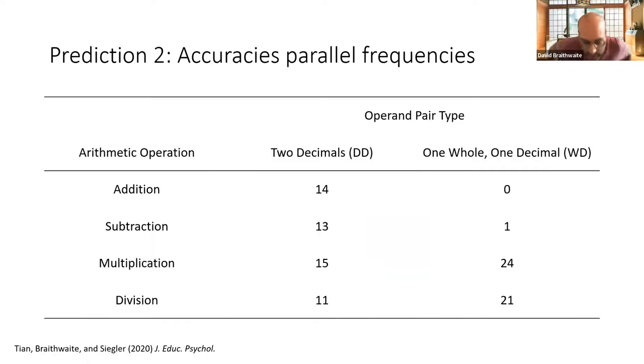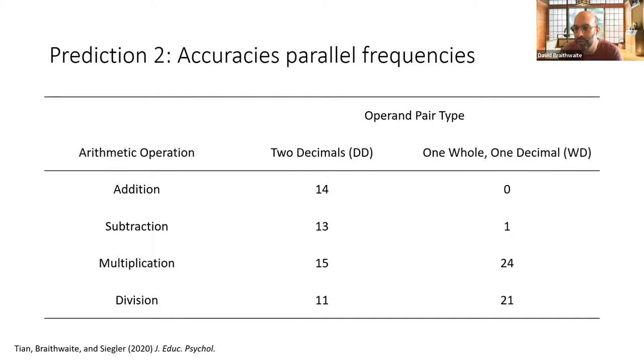The second prediction was that children's accuracies would parallel the frequencies of different types of problems in their textbooks. So to test this prediction, one would need to know how frequent different types of problems are in children's textbooks. And I referred to a textbook analysis that was conducted by Jing Tian together with myself and Bob Siegler. So what we're seeing here are the frequencies of addition, subtraction, multiplication, and division problems involving either DD or WD operands in math textbooks in the United States.